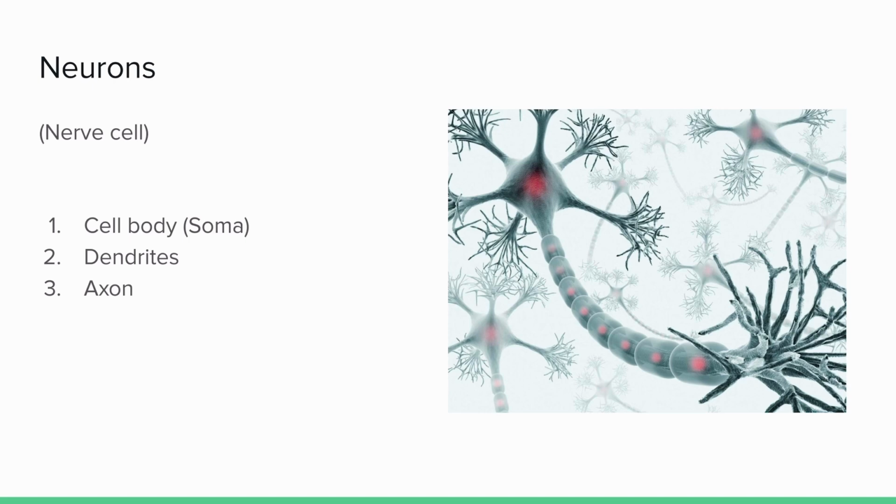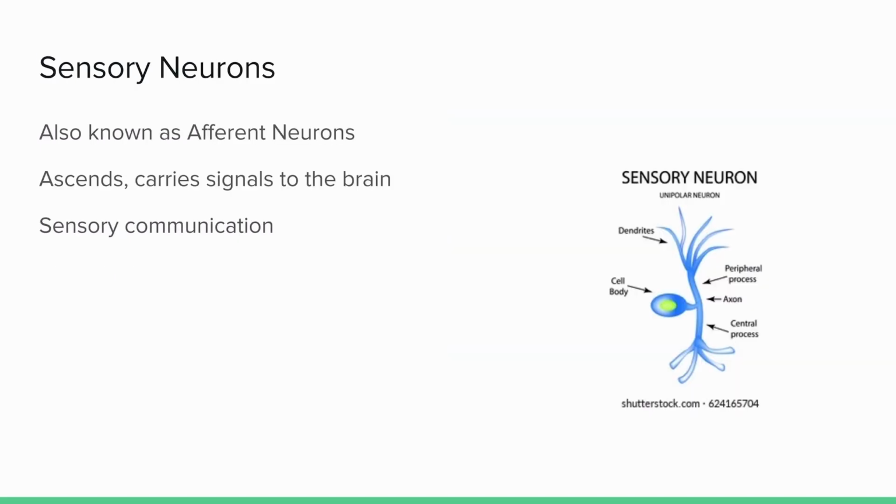There are sensory neurons, motor neurons, and interneurons. The first one, sensory neurons, also known as afferent neurons. As our professor mentioned, afferent reminds us of ascending, and so that's what sensory neurons do. This neuron essentially carries information to the brain through our sensory receptors, such as our eyes, ears, nose, and tongue. So it carries in the information, signals to our central nervous system. So it's sort of like a sensory communication.